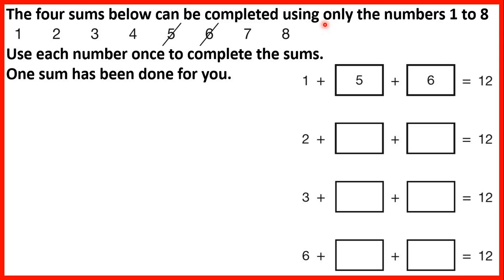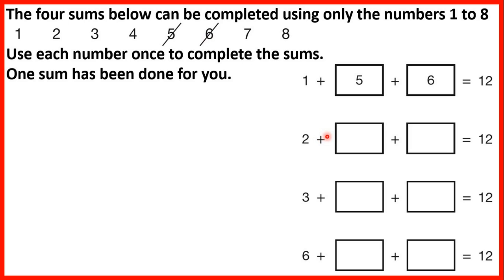The four sums below can be completed using only the numbers 1 to 8. Use each number once to complete the sums. One sum has been done for you. So 1 plus 5 plus 6 is 12, because 1 plus 5 is 6, and then 6 plus 6 is 12. So we have 5 and 6 crossed off.